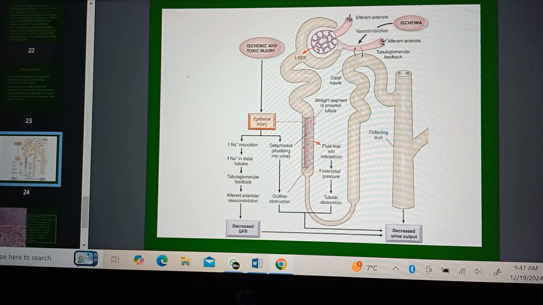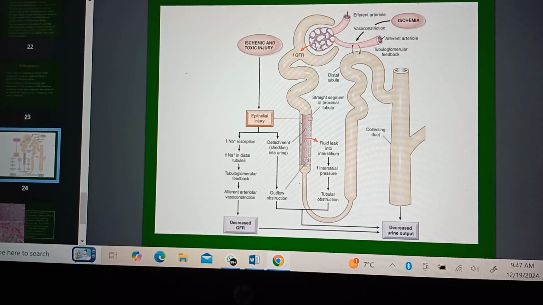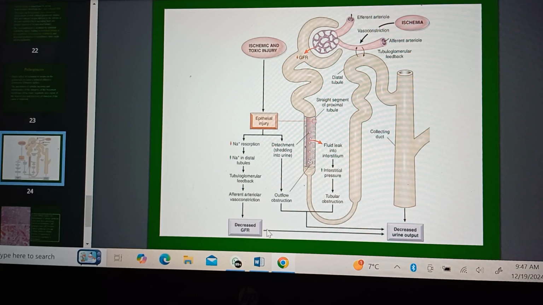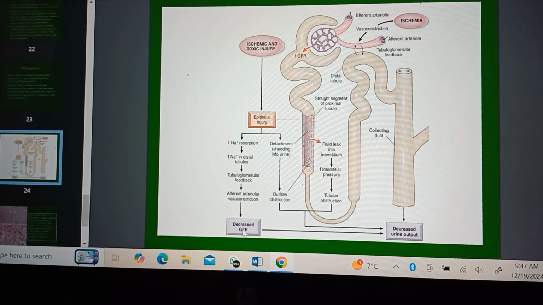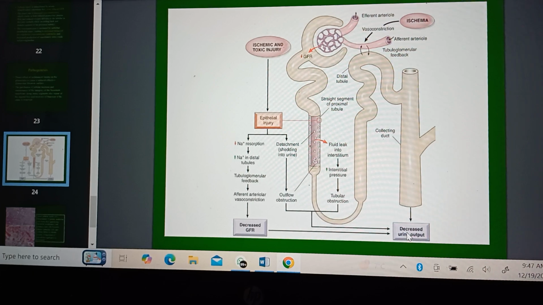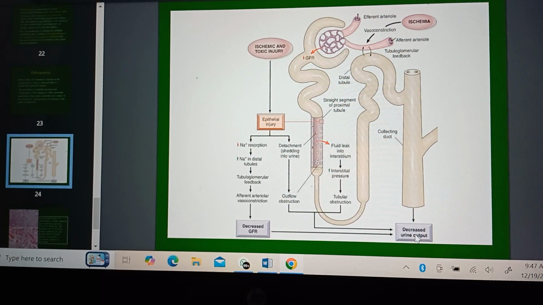So you see, the glomerular filtration rate will decrease. When GFR is decreased, it means the glomeruli are not filtering the plasma, so there is decreased urine output. So these patients will have oliguria, right?